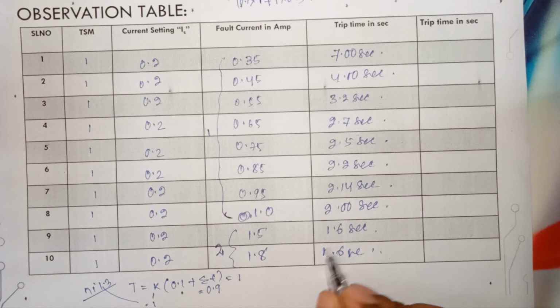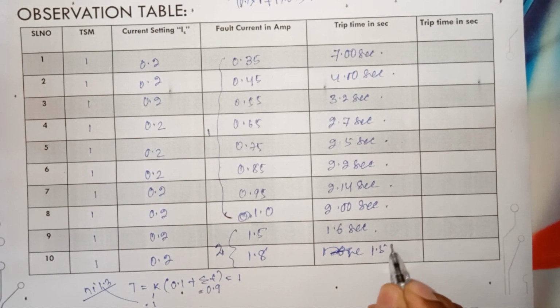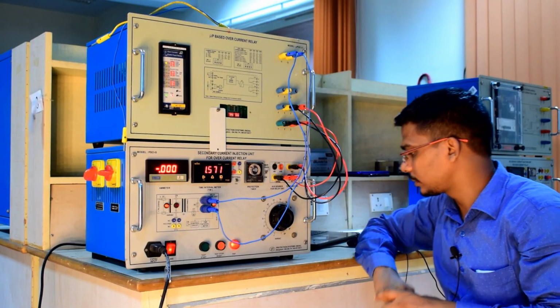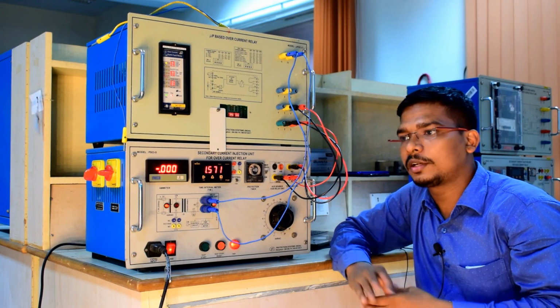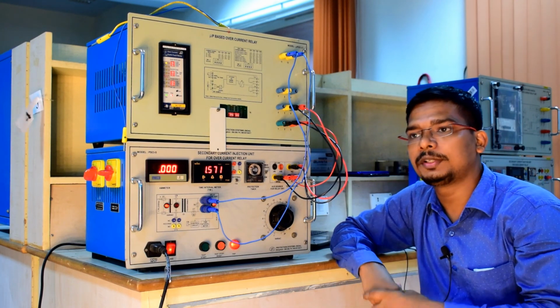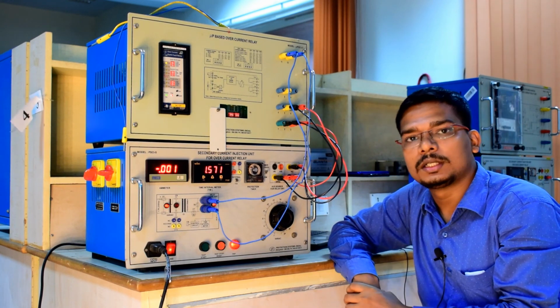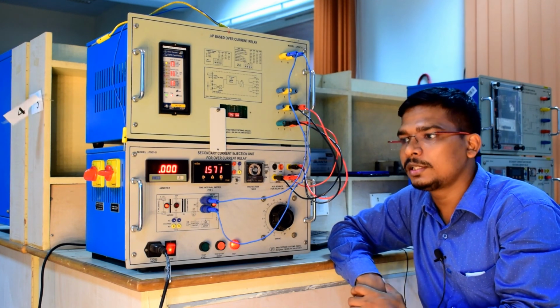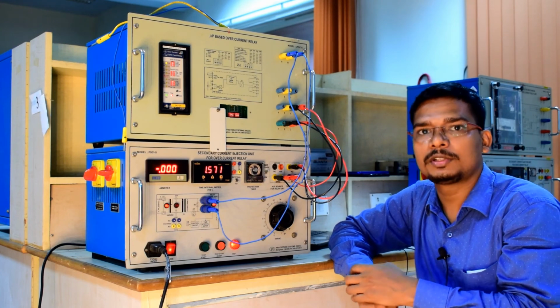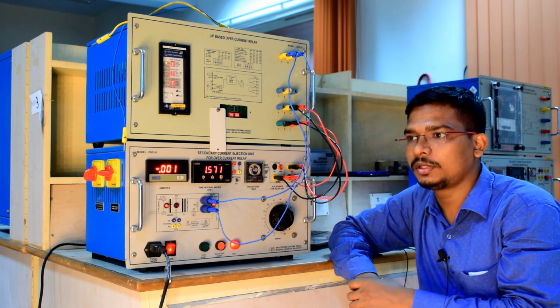so 1.5 second. So this is the observation we have taken in this experiment, and after that we have to plot the graph between trip time and process fault current, and we will analyze what we concluded after doing this experiment.